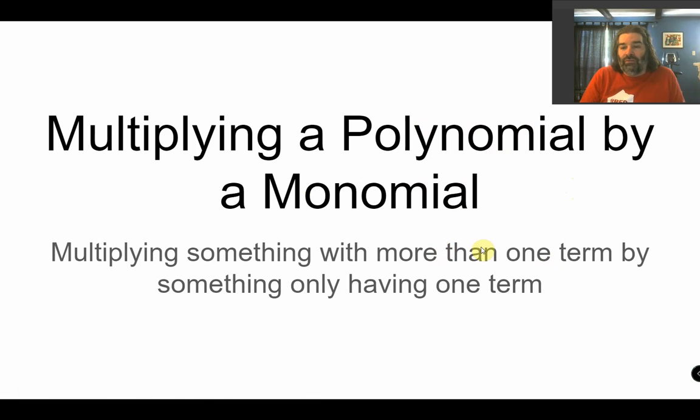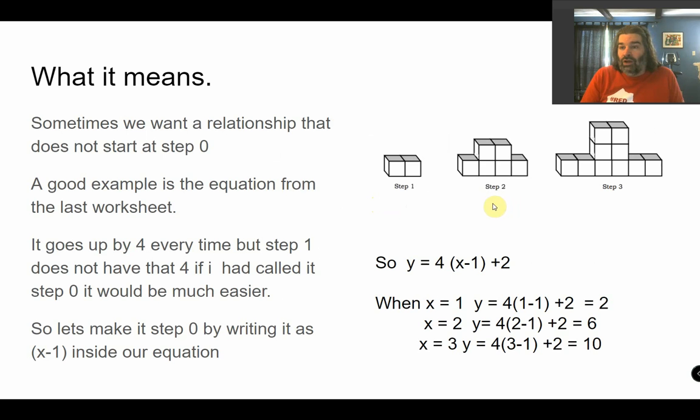A polynomial is just something with more than one term. A monomial is something with one term. Why do we care? Well, sometimes we want a relationship that doesn't start at step 0. So for example, the one that we did on Monday, it doesn't actually start until step 2, because it starts at 2, and then it goes up by 4, but it doesn't start going up by 4 until step 2. So it'd be really nice if step 2 were actually step 1. If we could just shift it back one side.